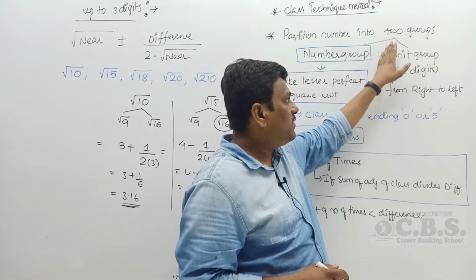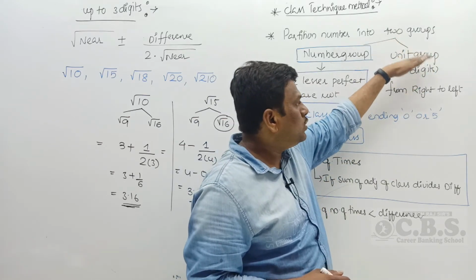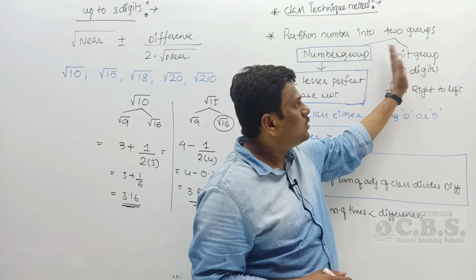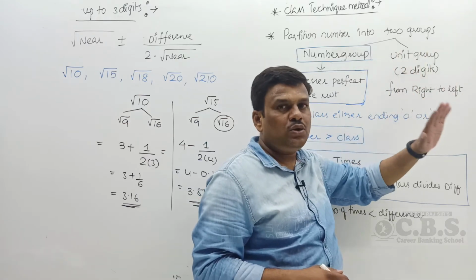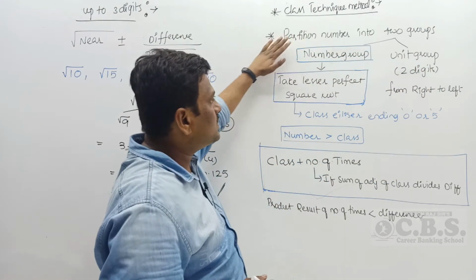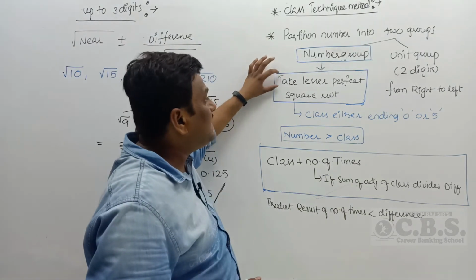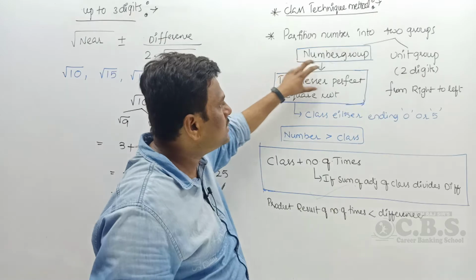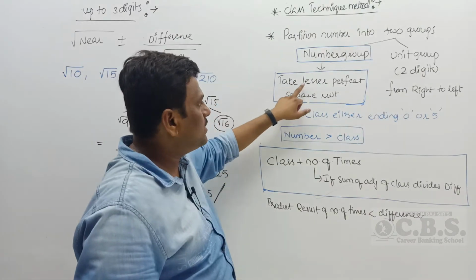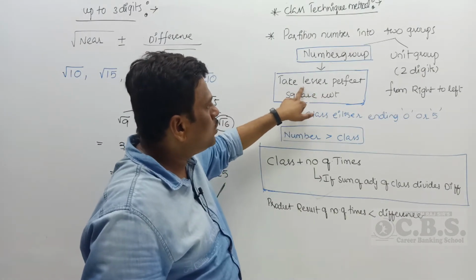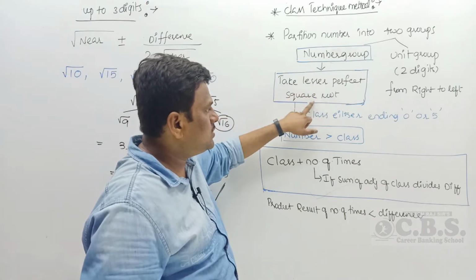And in the class technique for non-perfect square roots, we don't need this group. Okay, you just ignore this group. We don't need this group. You always focus on the number group. Okay, so in this number group, our priority is to take the lesser perfect square root. You always try to take the lesser perfect square root.